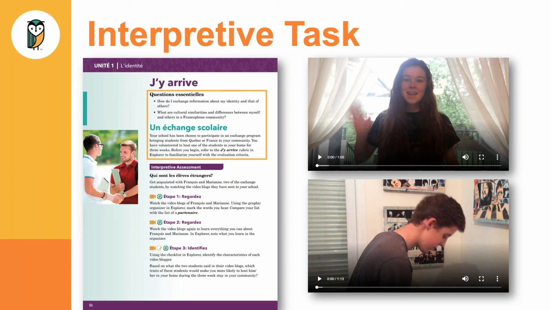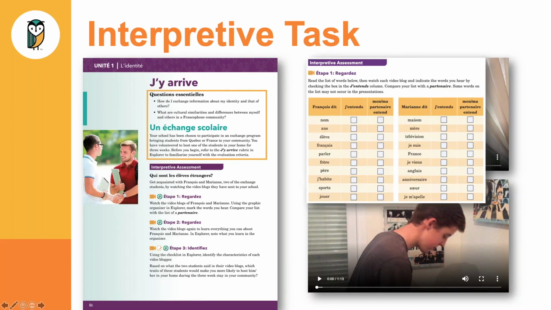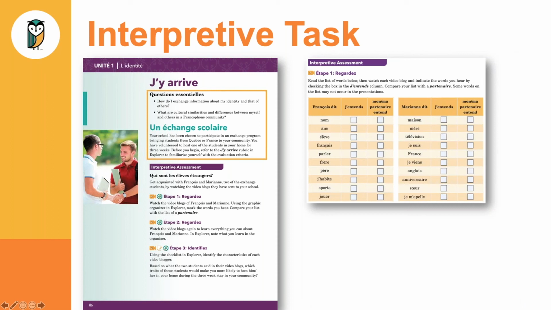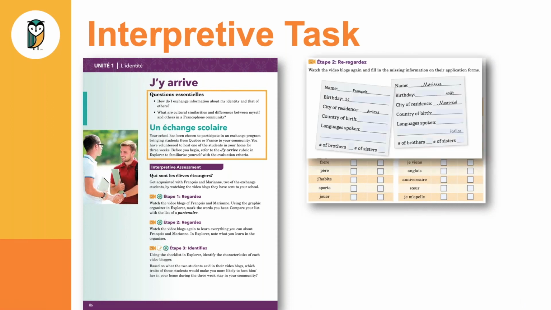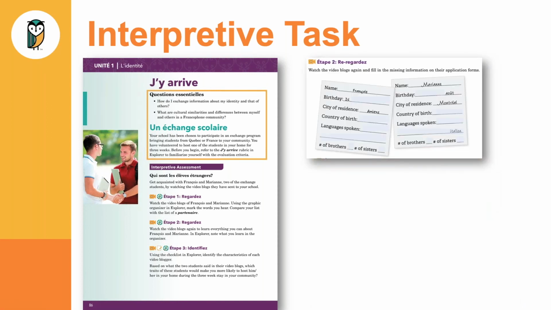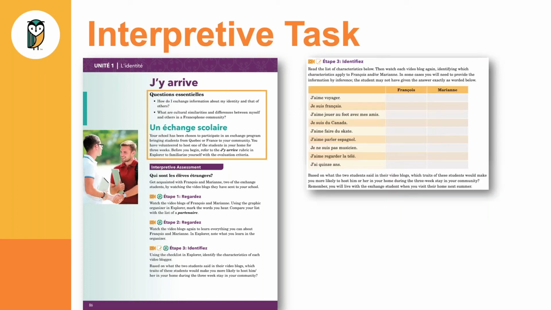You can see that there are various étapes, or steps, to this. The first time, the students are watching and listening very broadly for certain vocabulary words. The second time, in étape 2, they are reading for more specific information to complete the identity cards. And in étape 3, they must decide which sentences refer to François and which refer to Marianne.